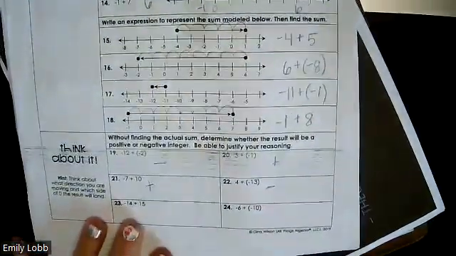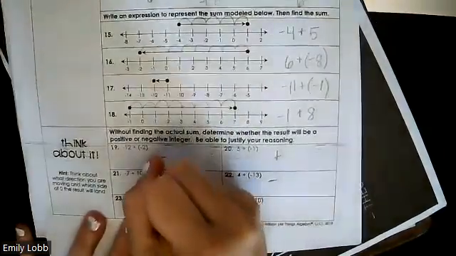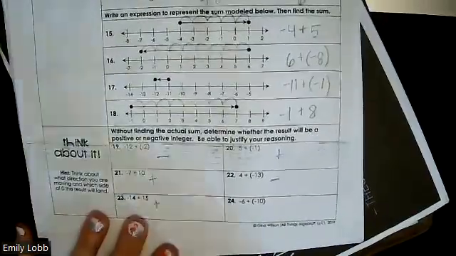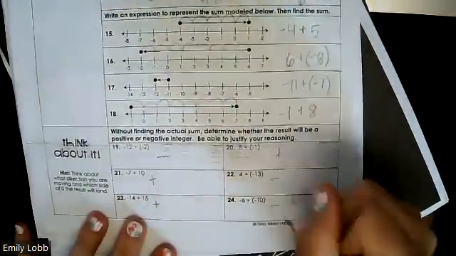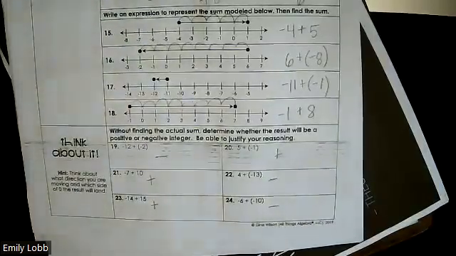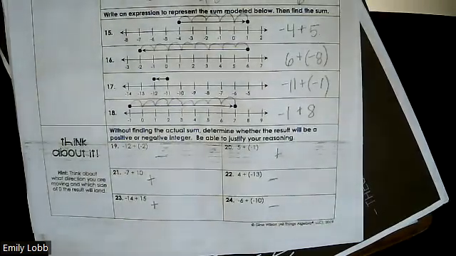Which one's bigger, positive or negative? Positive, so my answer is positive. Which one's bigger? They're both the same, so, well, they're not the same, I shouldn't say that. If I've got two negatives, my answer is going to be negative when I'm combining them, right? There's no positives to pair up and make a 0 there. Fair enough?